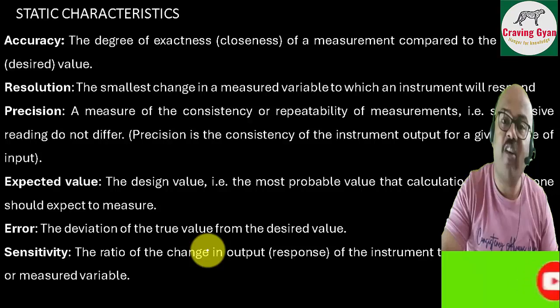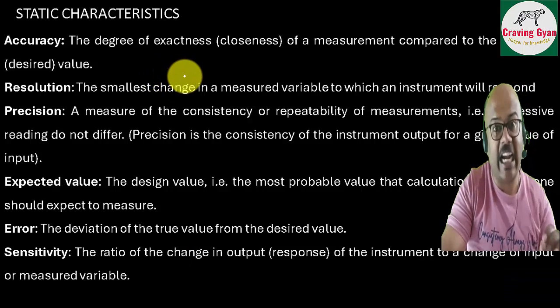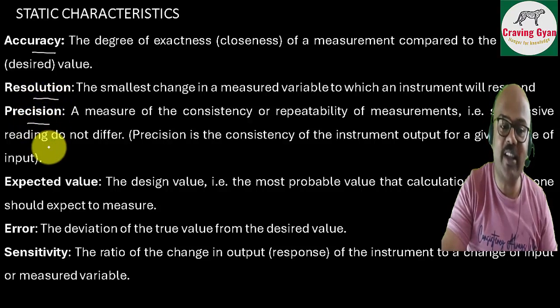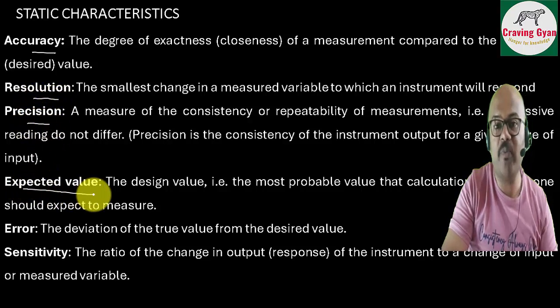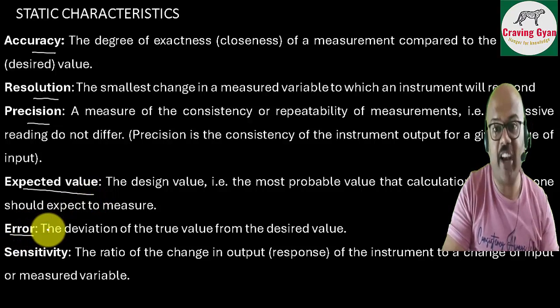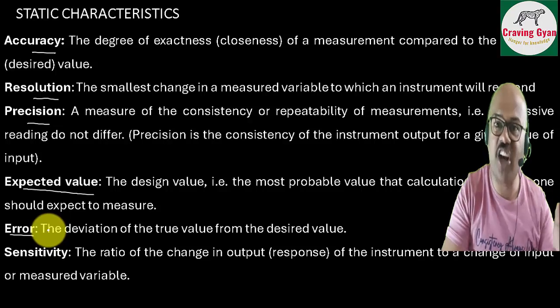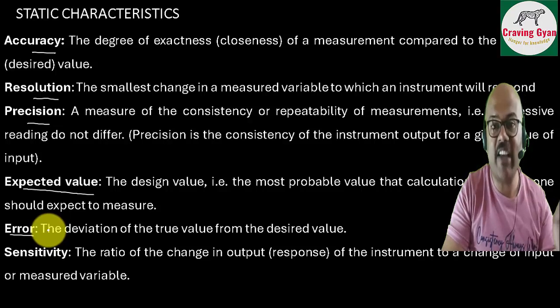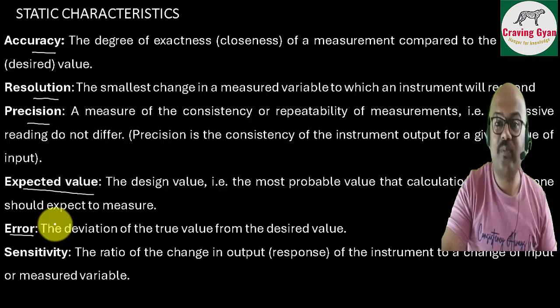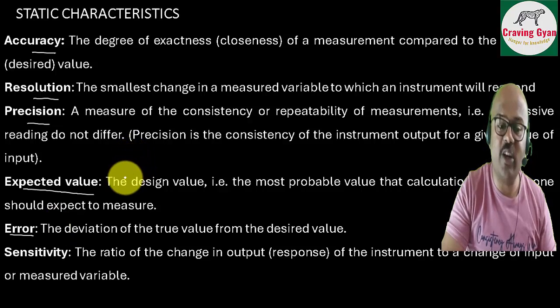So in the previous video, we have already discussed the static characteristics. That is, what do you mean by accuracy? What do you mean by resolution? What do you mean by precision? What is the expected value? And how we are going to define error: static error and dynamic error. Static error is not a function of time, whereas dynamic error is a function of time. Apart from that, you will have several classifications of error. All those things we have discussed in the previous video. Also, error can be positive, negative, and even zero.